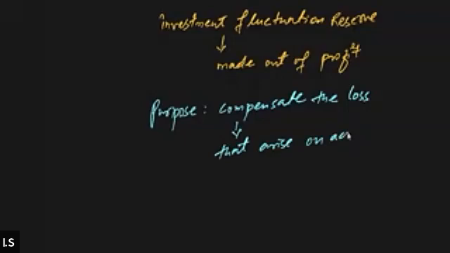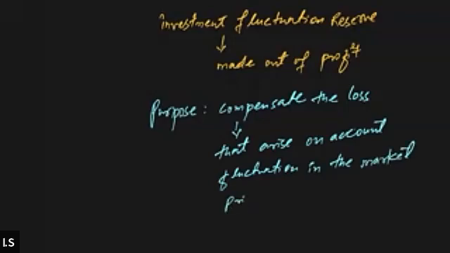on account of fluctuation in the market price of the investment. Okay, so investment fluctuation reserve is what? It is a reserve which is made out of profit, and the purpose of this reserve is to compensate the loss that may arise on account of fluctuation taking place in the market in the value of the investment.